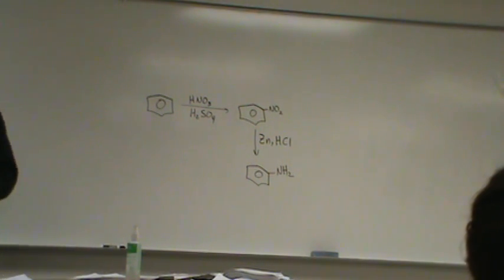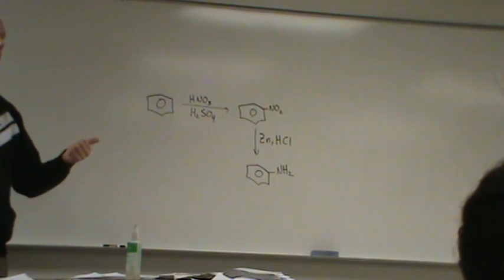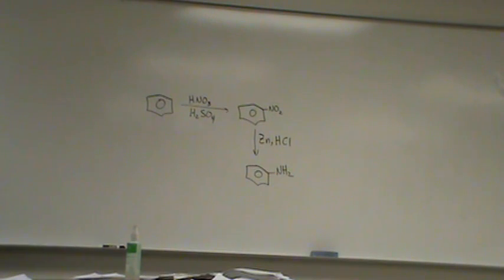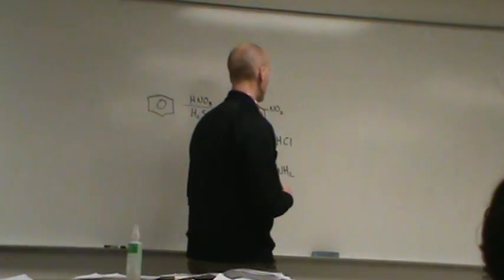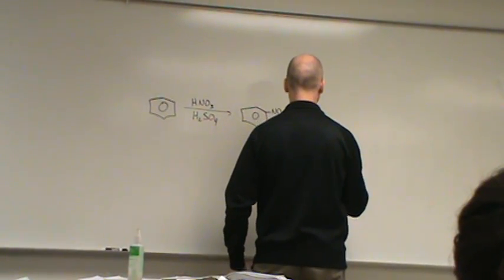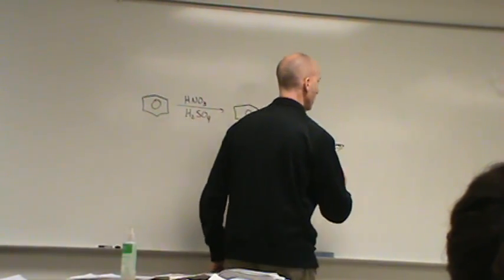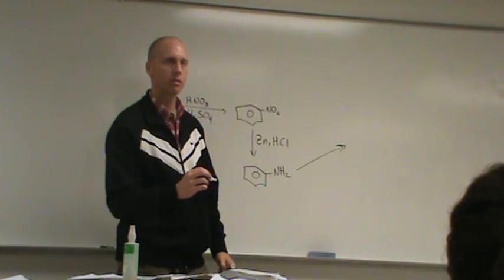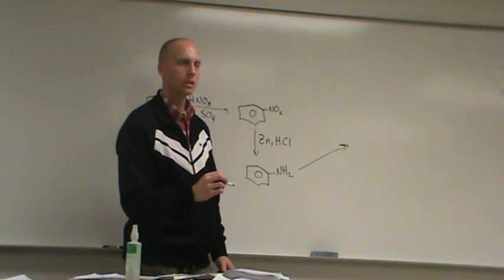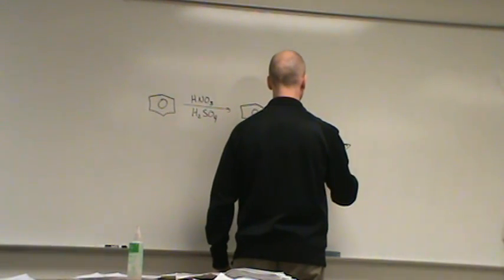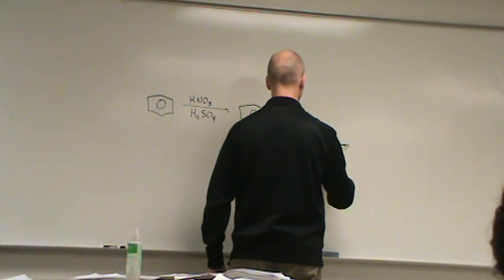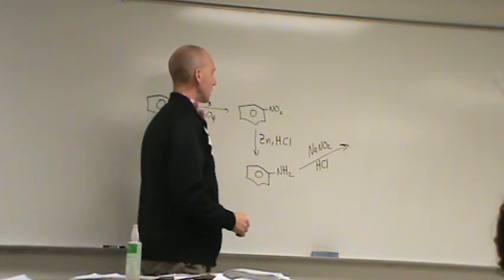But now we have the NH2 group on there. What could we convert the NH2 group to? A diazonium salt. Using what? The same reagents. Okay, so let's do that. So, what did I use? I forget. Sodium nitrite. Sodium nitrite and HCl. Okay.